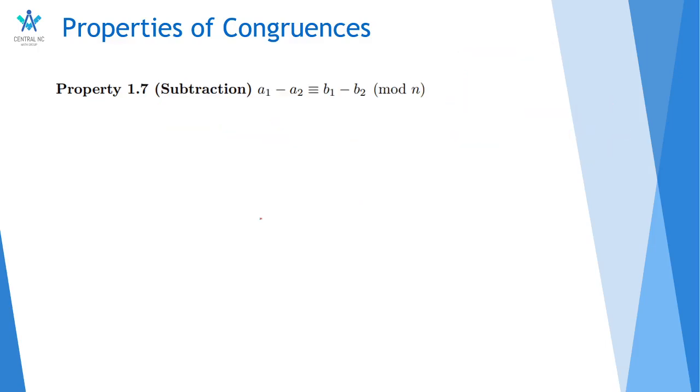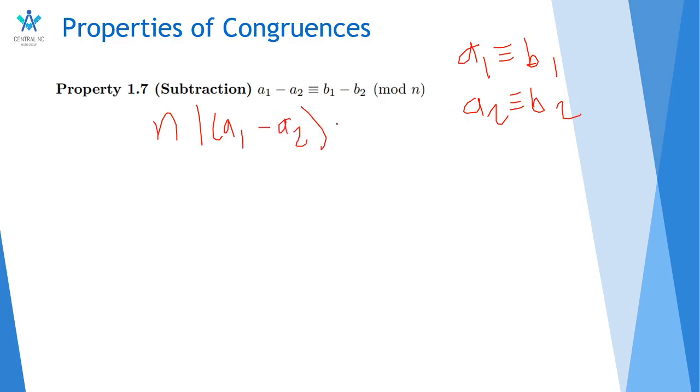Property 1.7, subtraction. This is similar to addition, but you're adding a negative term. So I can just go ahead with this proof to show you. n divides A1 minus A2. Also, this is assuming that A1 is congruent to B1 and A2 is congruent to B2. So let's continue. For this to hold, we have to show that n divides into the difference, which is A1 minus A2 minus B1 minus B2.